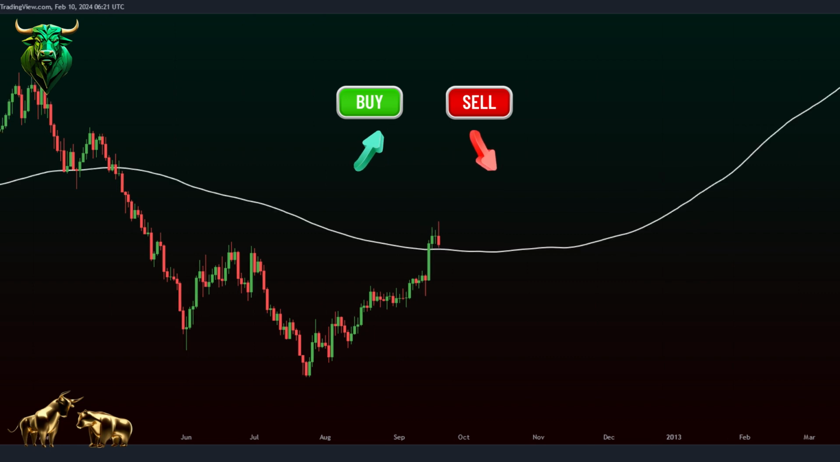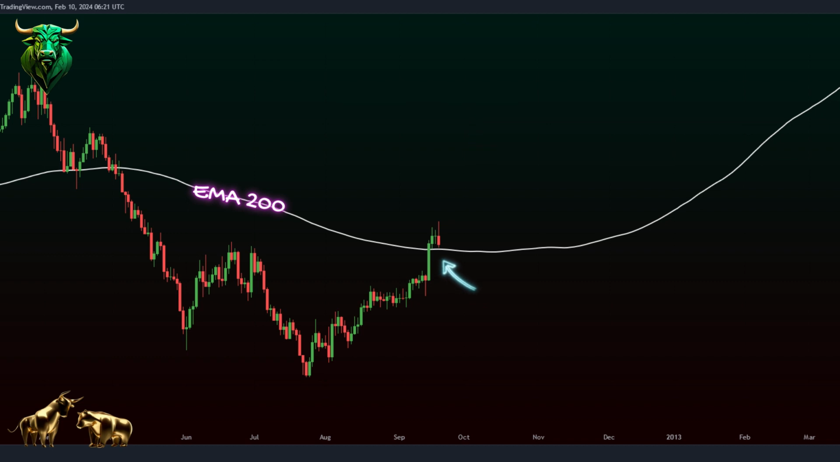2. EMA200 placement. Place the Exponential Moving Average, EMA, with a period of 200 on the chart. Note that the price has been declining, indicating bearish sentiment. Observe whether the candlesticks have crossed above or below the EMA200. Look for potential bullish signals.